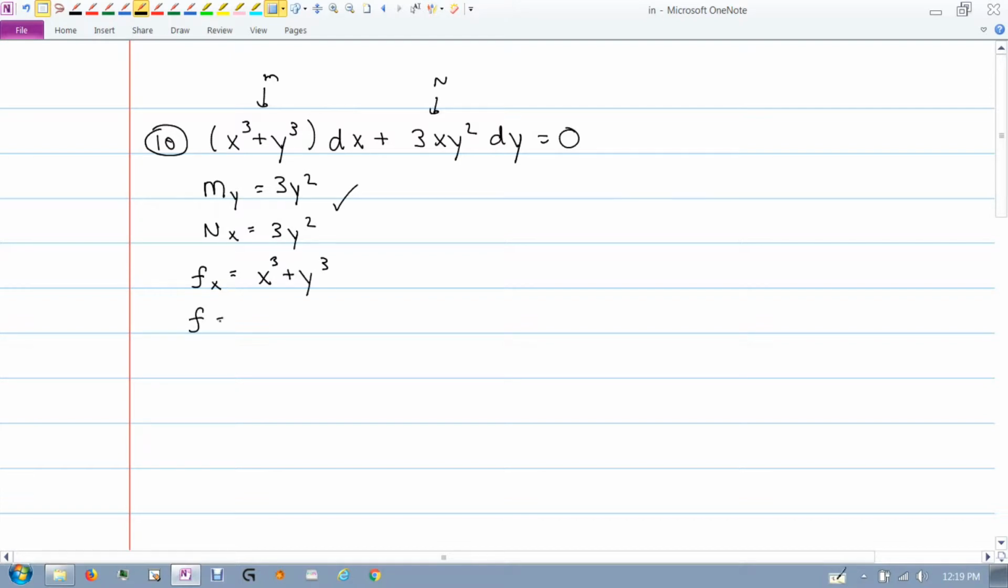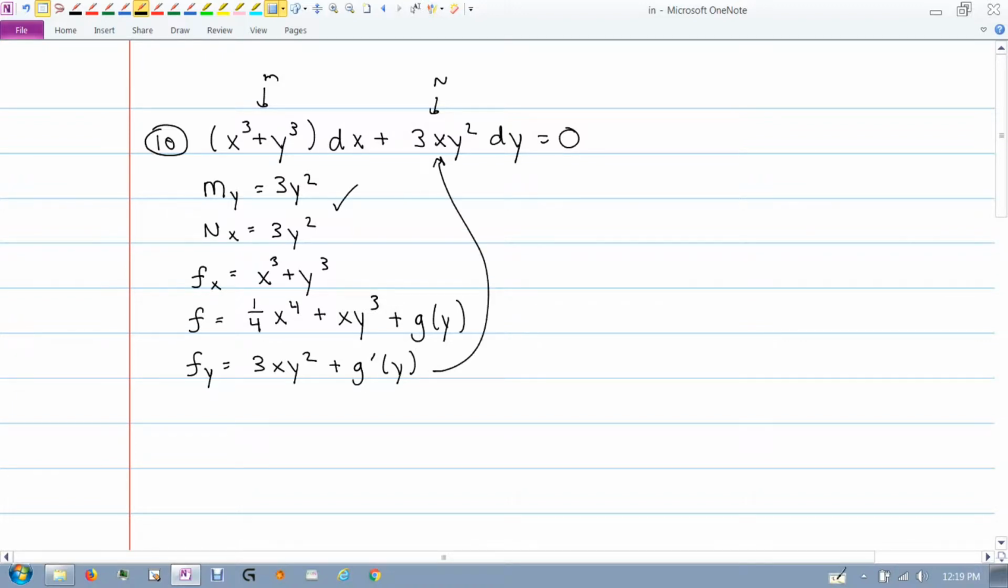When we integrate that with respect to x, we get 1/4 x to the 4th plus xy cubed plus possibly some function of y. Differentiate that with respect to y, and we get 3xy squared plus g prime of y. And when we set that equal to N, we're going to again get 0. So I'm going to skip that step because they'll cancel out. The 3xy squareds will cancel out. All you get is g prime of y equals 0, and that means that g of y is some constant, which we will ignore.